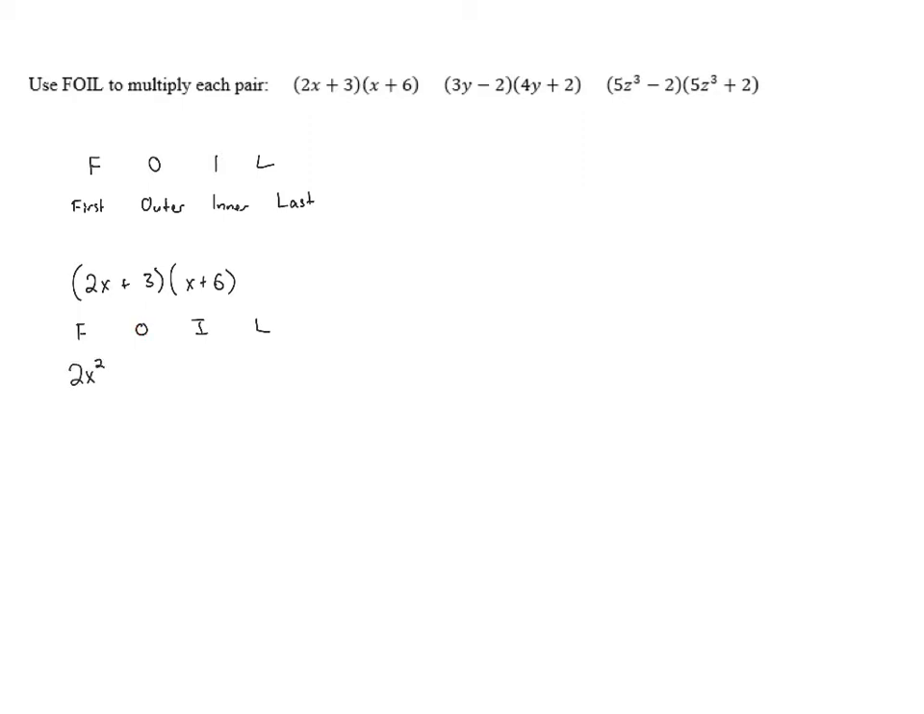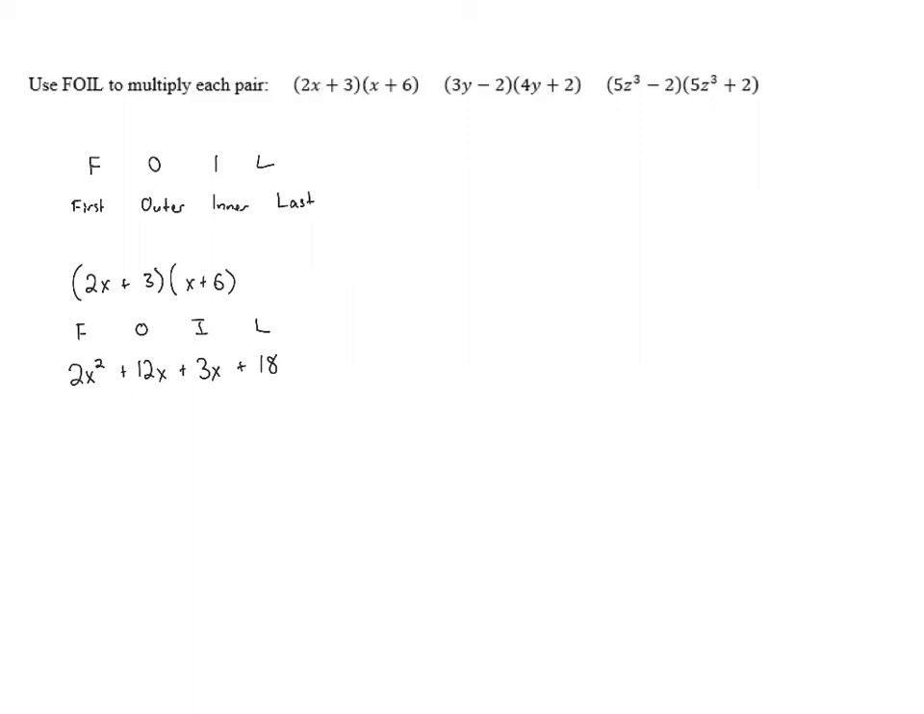O stands for outer. We need to take the outer terms and multiply them together. Those are the ones touching the outside parentheses. So here that's going to be 2x times 6, which is 12x. After that, we've got I for inner. We've got to multiply the inner terms. 3 times x gives us 3x. And L stands for last. We need to multiply the last terms in each of those binomials. 3 times 6 gives us 18. That's how FOIL works.